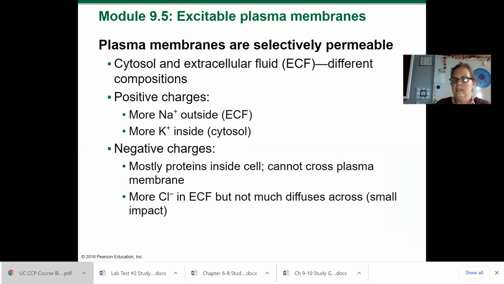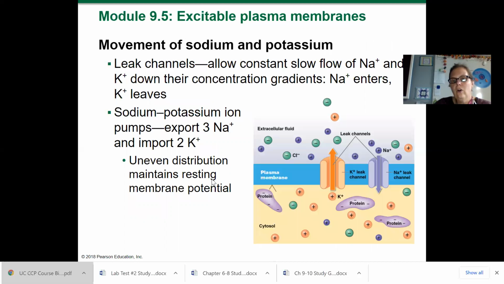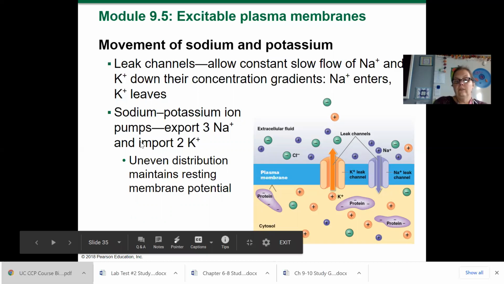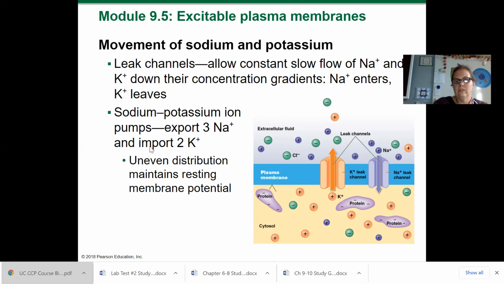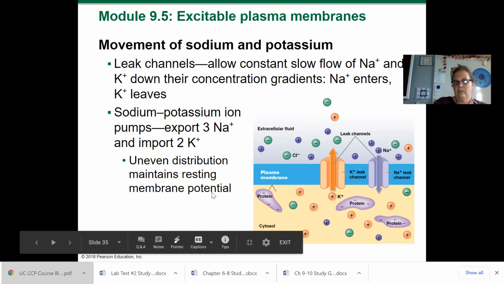Negatively speaking, most proteins are on the inside and they're too big to cross. There are more chloride ions in the extracellular fluid, but not much of it diffuses across. There are leak channels, which are proteins embedded in the plasma membrane that allow a slow flow of sodium and potassium, okay? This is natural diffusion down their concentration gradients. So there need to be pumps to help export sodium out and import potassium in. This uneven distribution, with the leak channels but the ion pumps overcoming the leak channels, is what maintains the resting membrane potential.